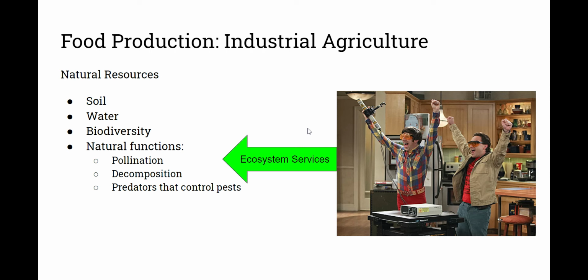So if you're thinking to yourself, well, geez, that sounds a lot like ecosystem services of specifically biodiversity, you would be right. Biodiversity is an ecosystem service, and pollinators, decomposers, the predators that control pests, these are all ecosystem services that the industrial agriculture operation really critically depends on. We cannot have the food system that we have without these important ecosystem services.